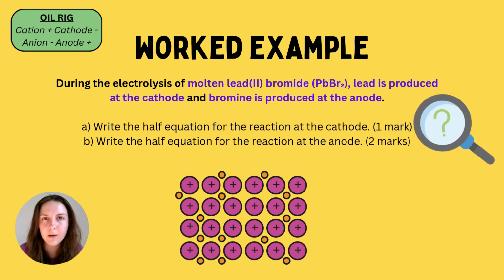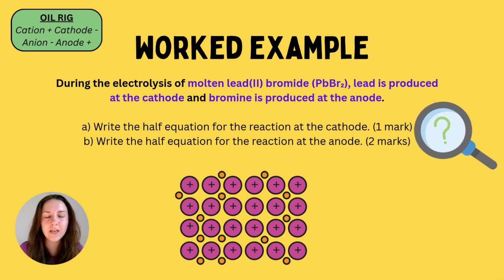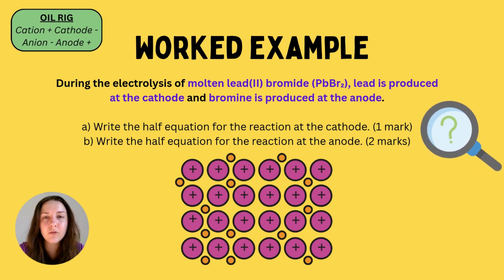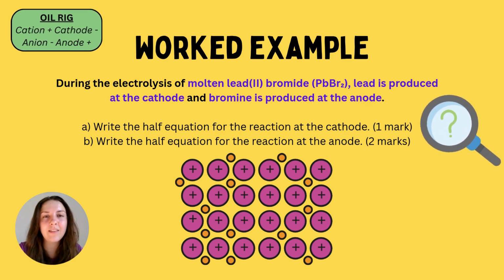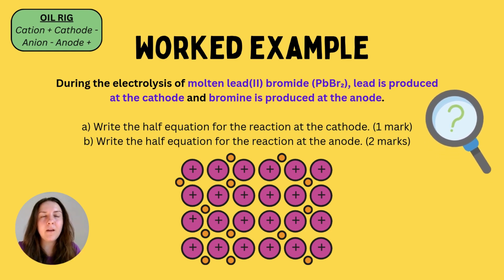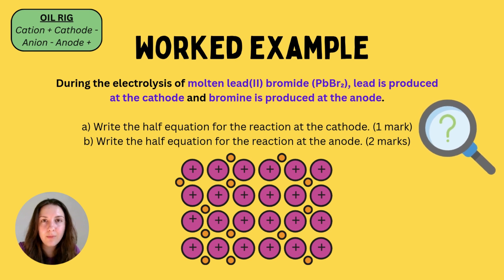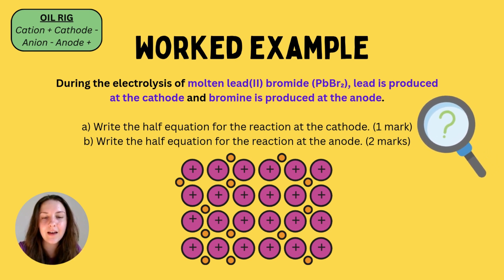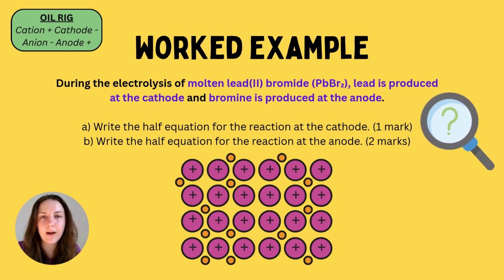That is incredibly important, because you can also get aqueous electrolysis. Also, it's given you the information: lead is produced at the cathode, bromine is produced at the anode. Notice bromide to bromine, that's a big clue as well. So we've gone from an ion to a gas, a diatomic molecule. All of these things are clues to help you out.